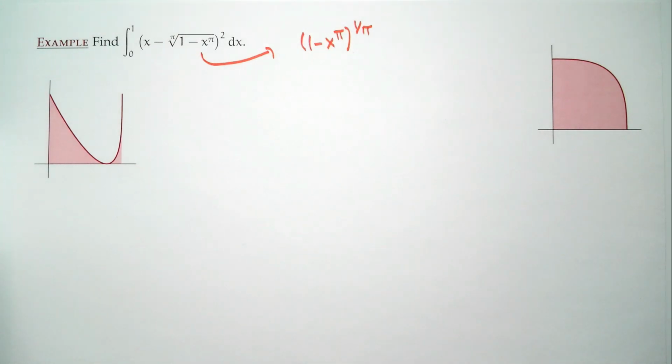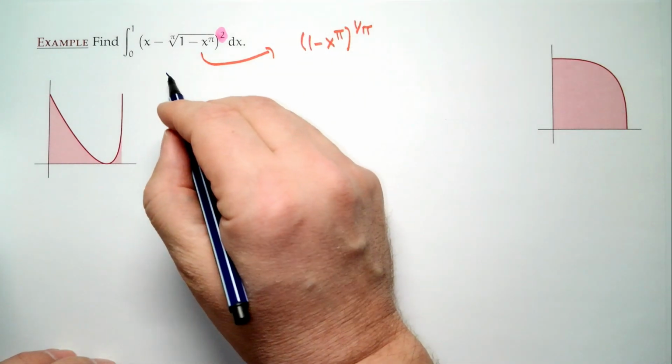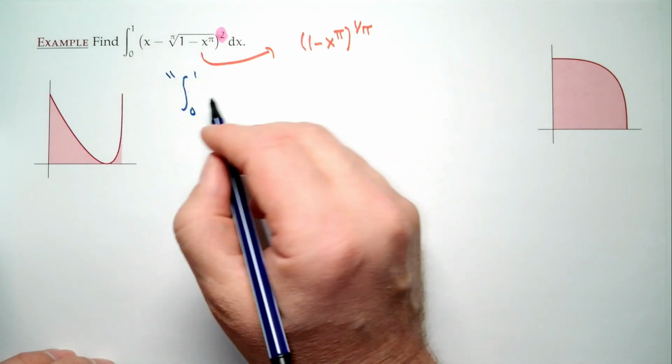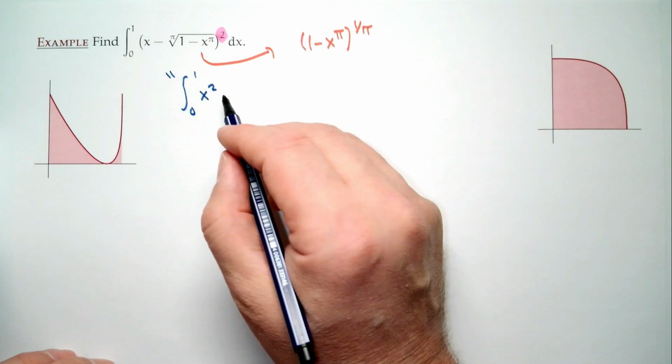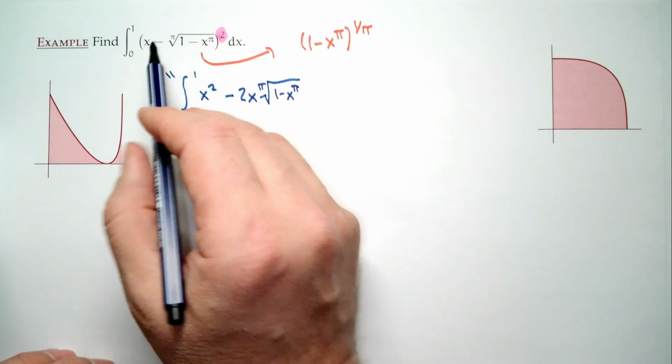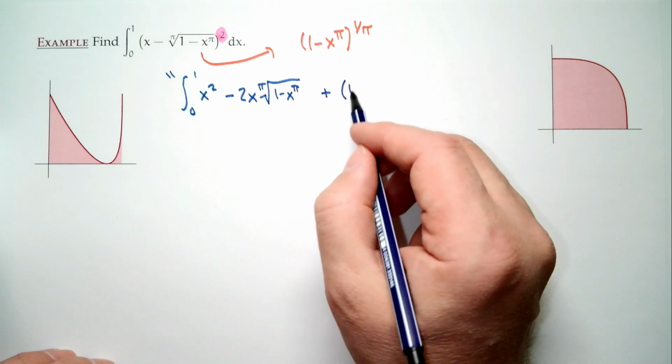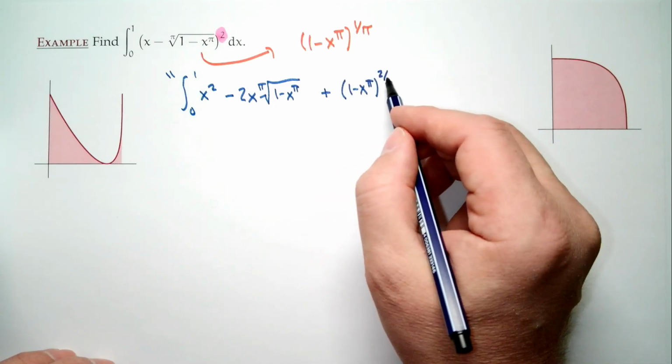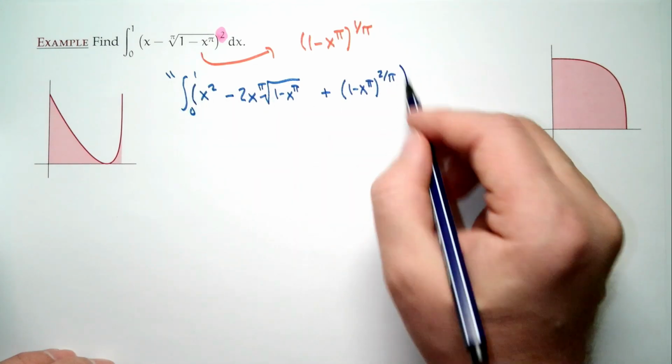Now, how would you start with this integral? Is there anything we can do? Well, there's a 2 right there, which means that we're squaring it. Let's do algebra. Yes, algebra. Our good friend. We don't get to see enough of you. So I can square this. That'll become x squared. And then I'm going to get a minus 2x times the pith root of 1 minus x to the pi. Cross terms. And then plus 1 minus x to the pi to the power 2 over pi dx.